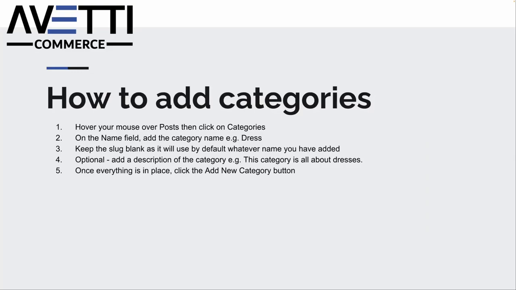How to add categories: hover your mouse over post, then click categories. In the name field, add the category name, e.g. dress. Keep the slug blank as it will be used by default, whatever name you have added. Optional, add a description of the category, for example, this category is all about dresses. Once everything is in place, click the add new category button.